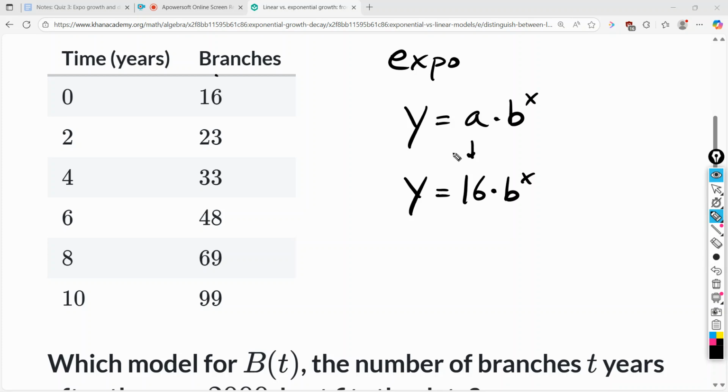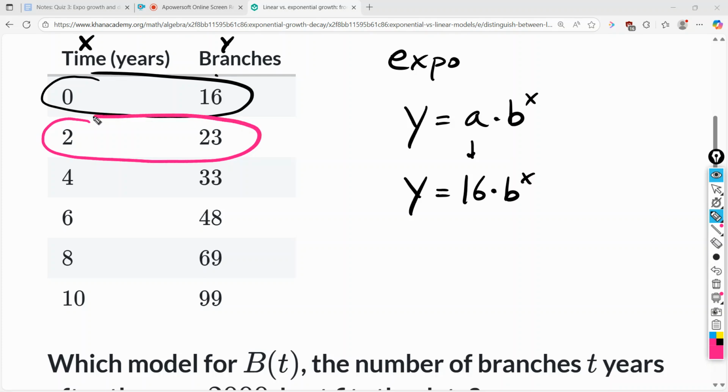We already used this point to get 16. Now we have to choose another point, okay? This column is your x, and this column is your y. So let's choose the one below it, 2 comma 23. All right, the 2 is going to be your x coordinate, and the 23 is going to be your y coordinate. So let's sub it in here.